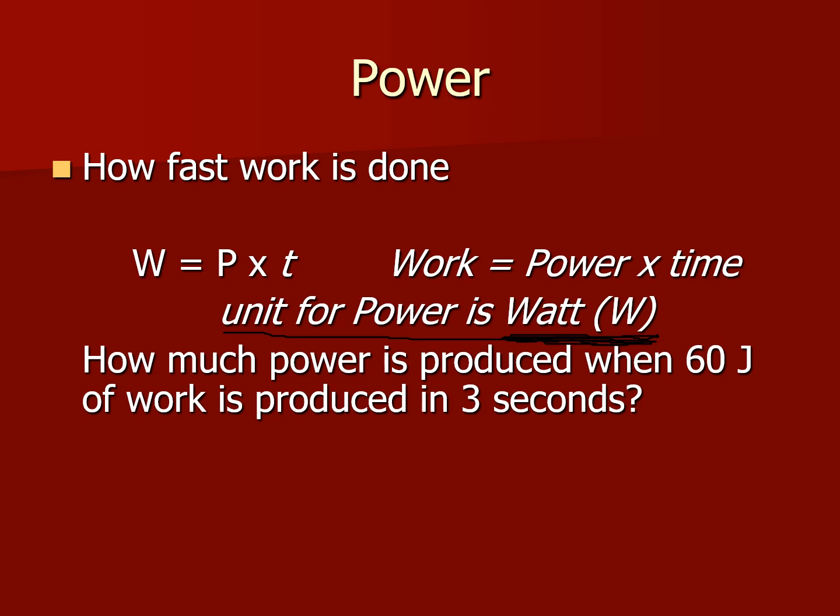So power is how fast you do work. Work is moving something. Power is how fast you move it. So the equation for power is this: W equals P times T, or work equals power times time. Okay. So it says, how much power is produced when 60 joules of work is done in 3 seconds? Now this is going to be a little bit tricky, but you know what? I can turn this into a triangle too.